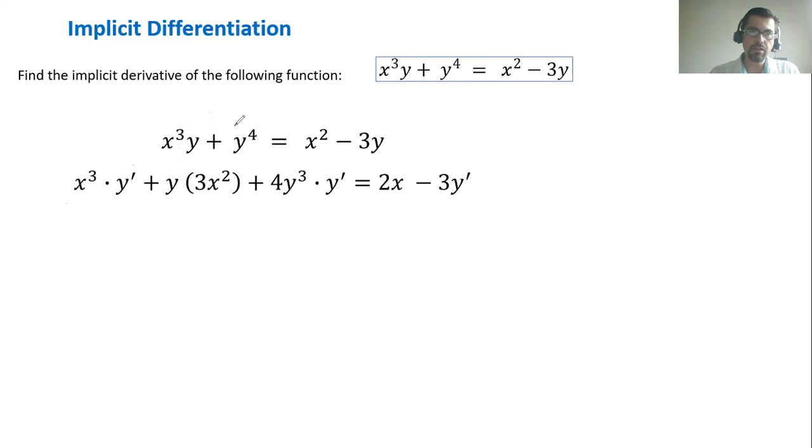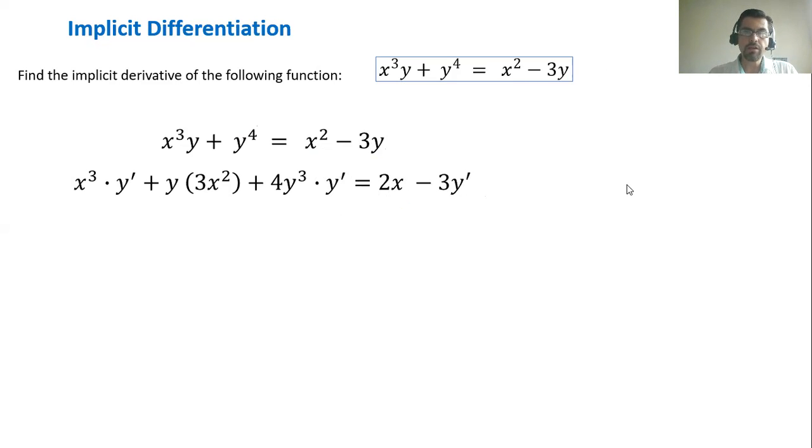Then we have to differentiate y to the fourth. When you differentiate it, it becomes 4y cubed times y prime. We're using the chain rule here. Y is a function, so the exponent becomes the coefficient, you subtract 1, then you have to take the derivative of y with respect to x, and this is y prime. On the other side of the equation, the derivative of x squared is 2x, pretty straightforward, and the derivative of 3y is 3y prime, all right?